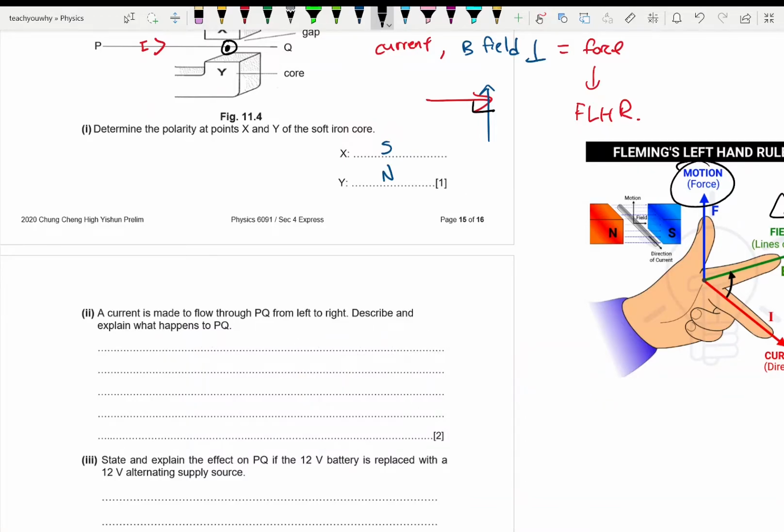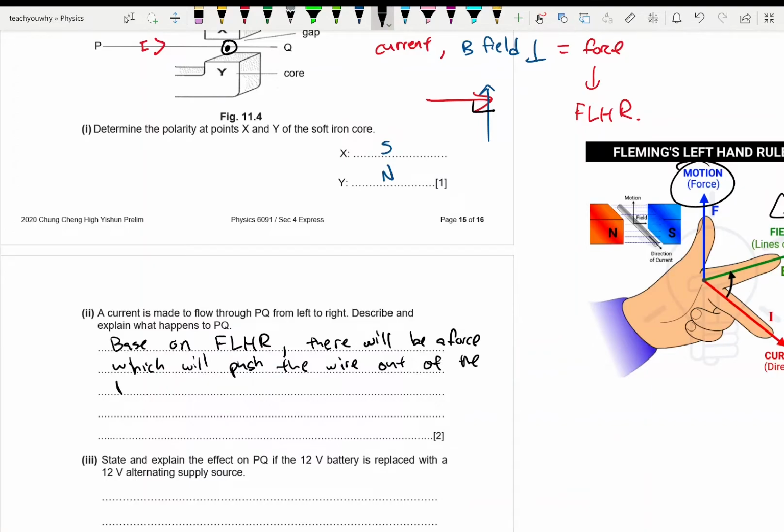So we will say that based on Fleming's left hand rule, there will be a force which will push the wire out of the page. Okay, so this is only one mark. So the Fleming's left hand rule decides on the direction, which is out of the page.